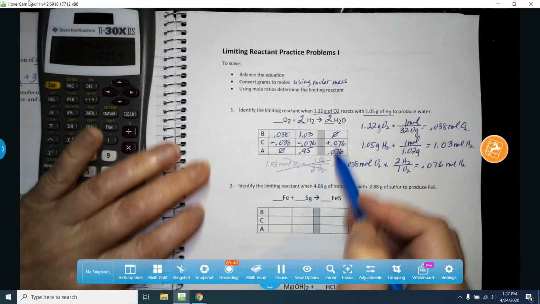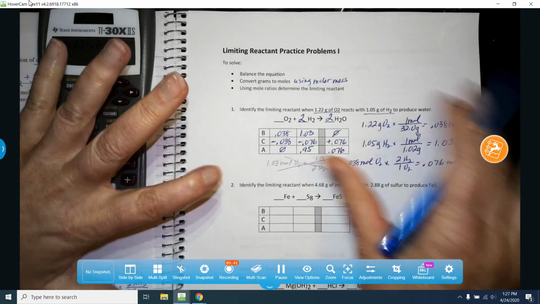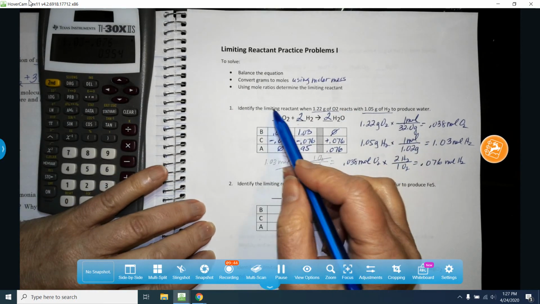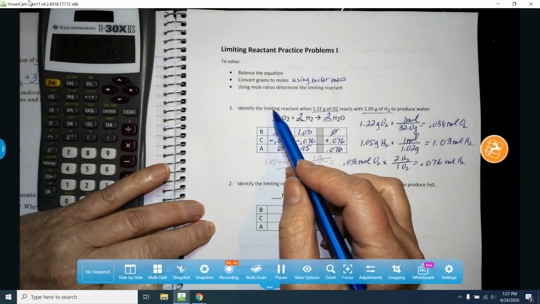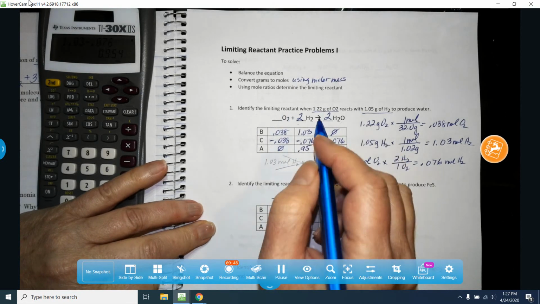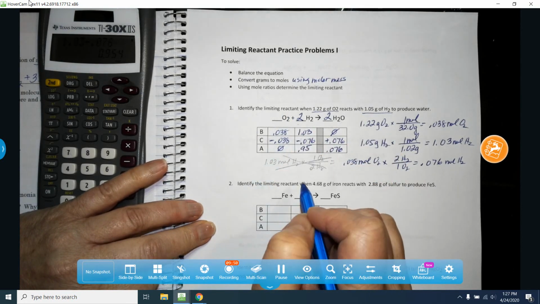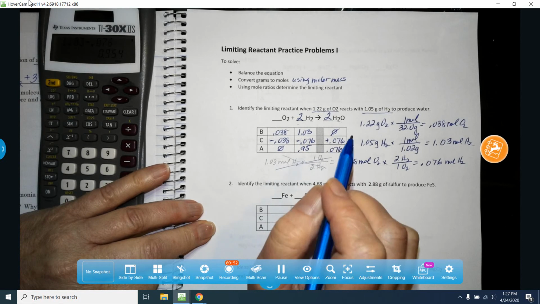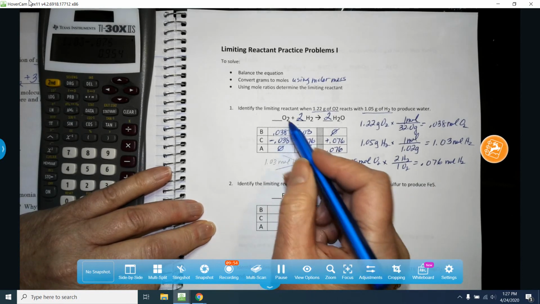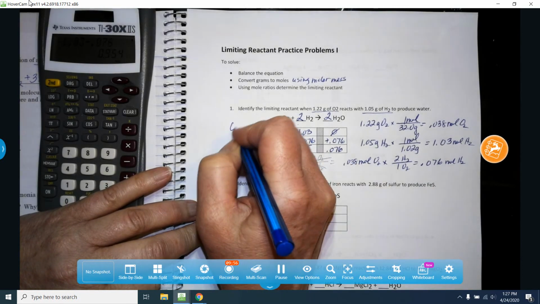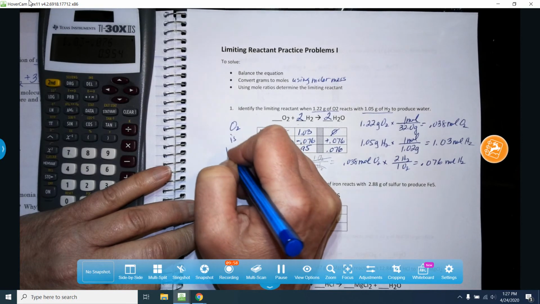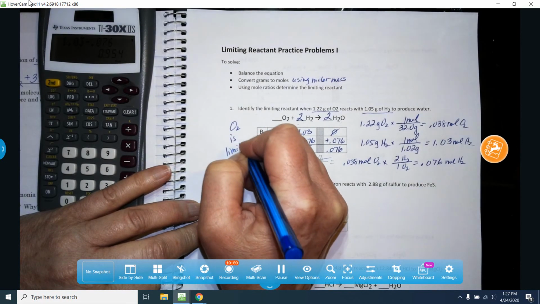Okay, now I didn't have to do all that. I did the whole thing for you, but what they were asking for is to identify the limiting reactant. So the limiting reactant is the one that ran out. Which one ran out? Oxygen. So O2 is limiting.